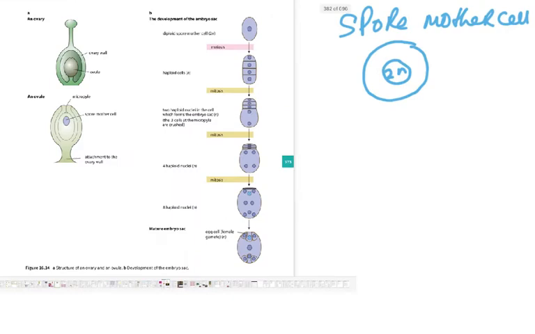Now we have to understand what happens inside the female part of the flower. If you remember, there's the stigma, then there's the style, and then there's an ovary, and inside the ovary is an ovule.